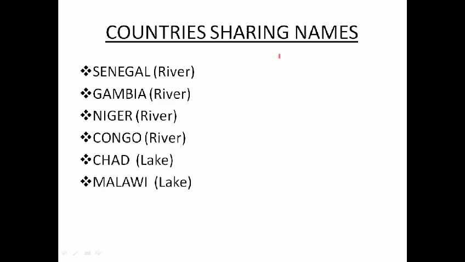Countries sharing names with rivers or lakes. Senegal, there is also a river called Senegal. River Gambia, and we have a country by the same name. River Niger and Niger the country. River Congo, and we have 2 countries, Congo and Democratic Republic of Congo. Lake Chad, and we have a country by the same name. Lake Malawi, and we have a country by the name Malawi. This is another way to learn and remember the countries.